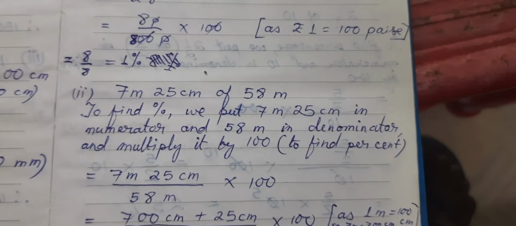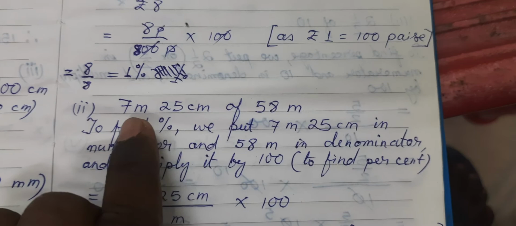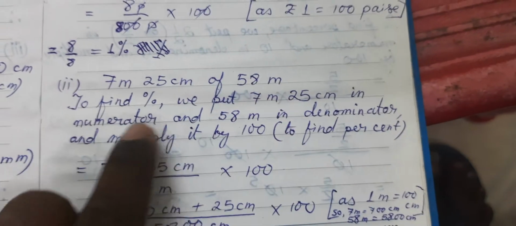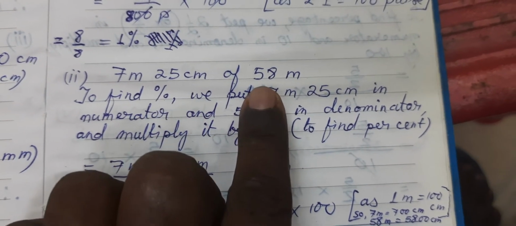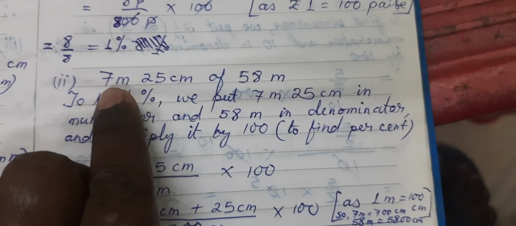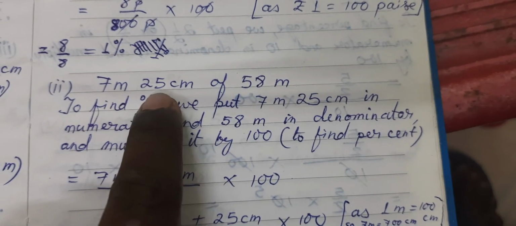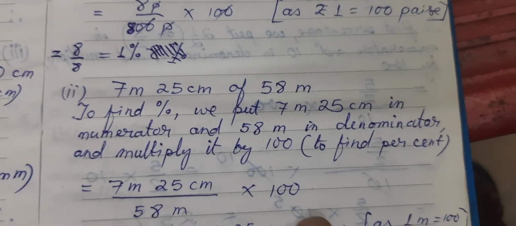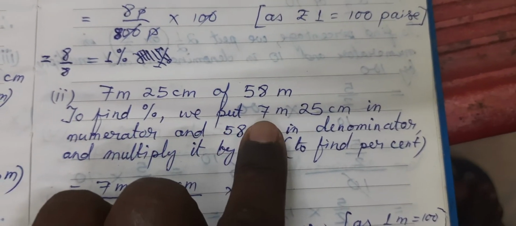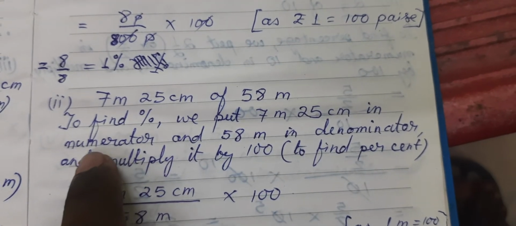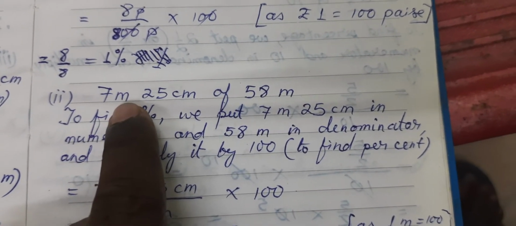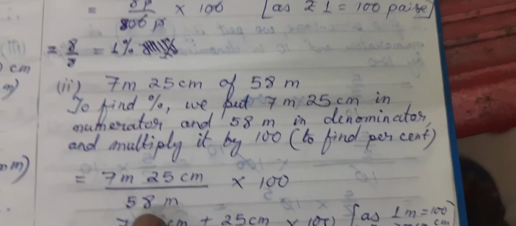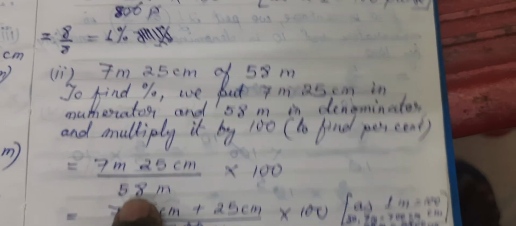Okay, next question. What is the value of 7 meter 25 centimeter of 58 meter? That means, what is the value or what percentage does 7 meter 25 centimeter hold in front of 58 meter? Okay, so to find the percentage, we put 7 meter 25 centimeter in the numerator because we are comparing it. So the one that is to be compared is to be put in the numerator, and with what you are comparing, that goes in the denominator. So 58 meter goes in the denominator.